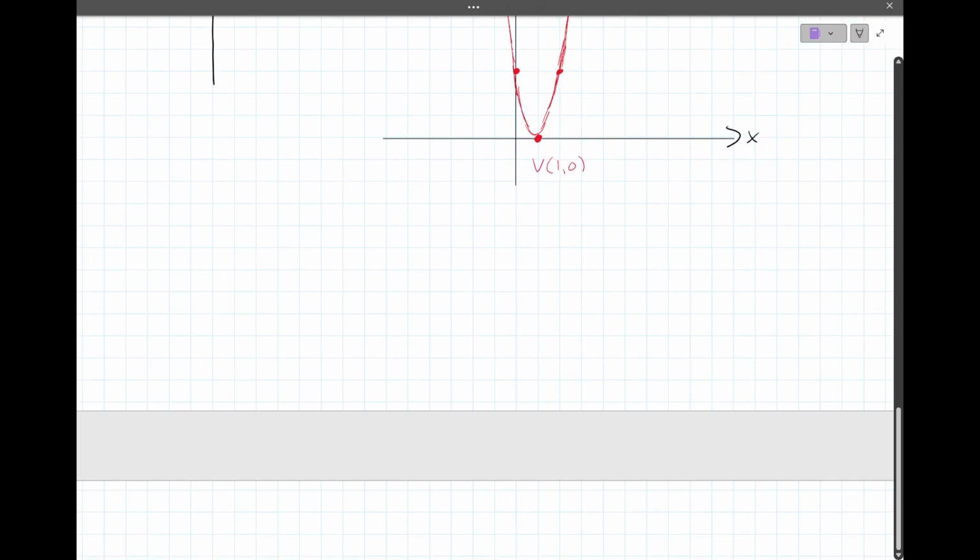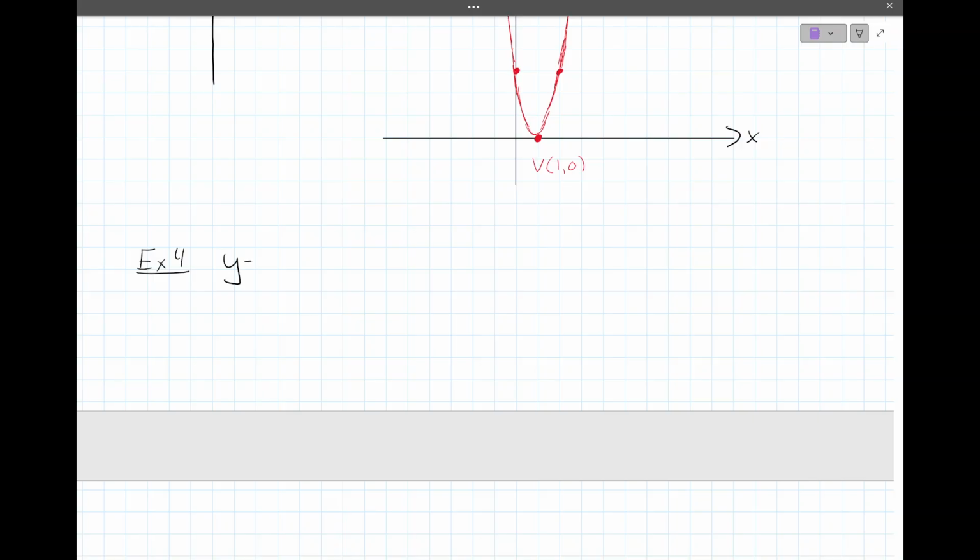So let's do some interesting solving. So example 4. With example 4 here, we're going to look at y equals a times x minus h squared. We want to find that equation. And what we do know is that we have a vertex at -3 and 0. So this is going to tell us something about our h value. And we have a y-intercept at 2, right?